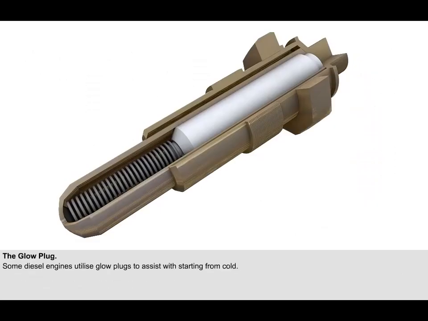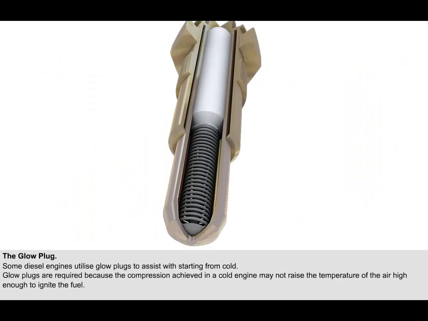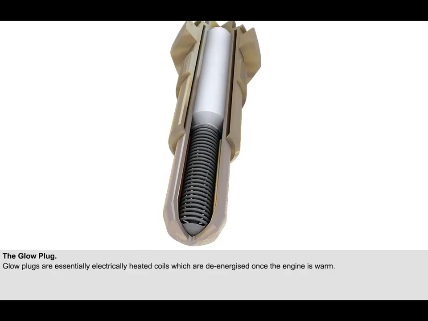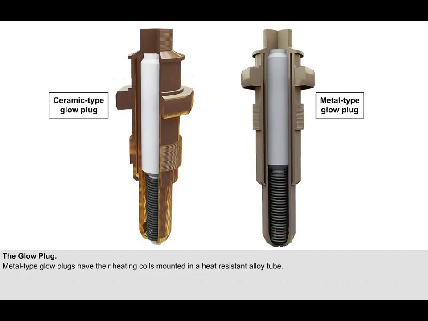There are problems associated with starting diesel engines from cold, and because of this, some of them utilize glow plugs. Glow plugs are required because the compression achieved in a cold engine may not raise the temperature of the air high enough to ignite the fuel. The glow plug is essentially an electrically heated coil. Once the engine is warm, the glow plugs are no longer needed, and they are turned off. There are two types of glow plug in use, the metal type and the ceramic type.